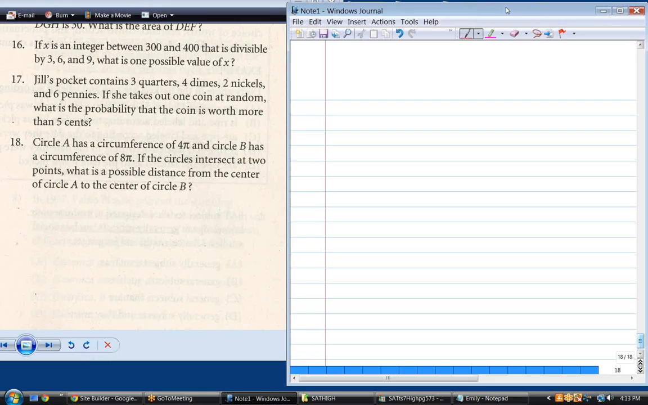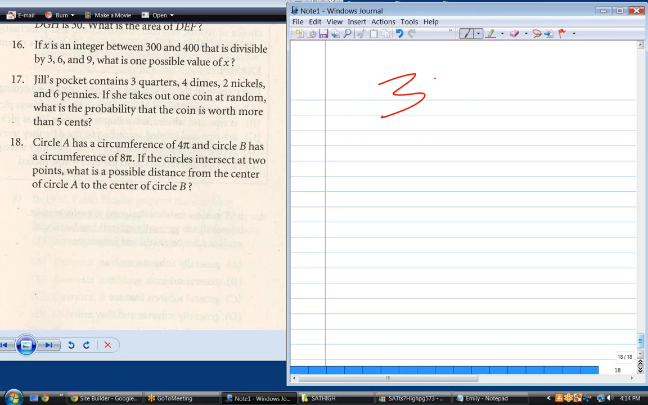X is an integer between 300 and 400 that is divisible by 3, 6, and 9. What is a possible value of X? Well, how hard could it be to find a number between 300 and 400 that's divisible by all those things? Guess and check.